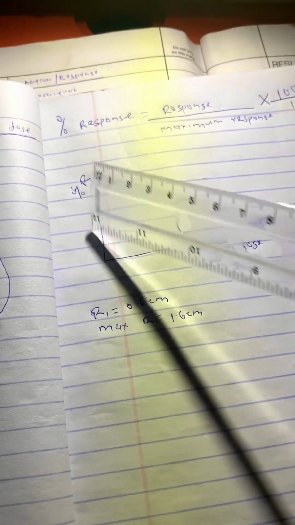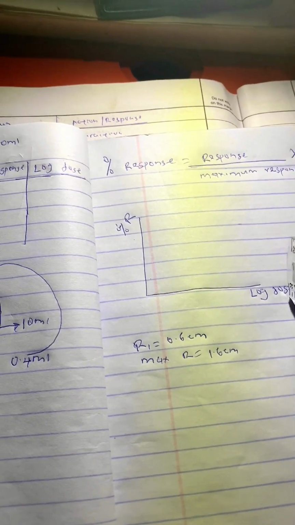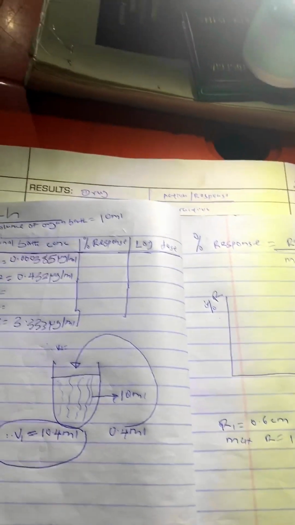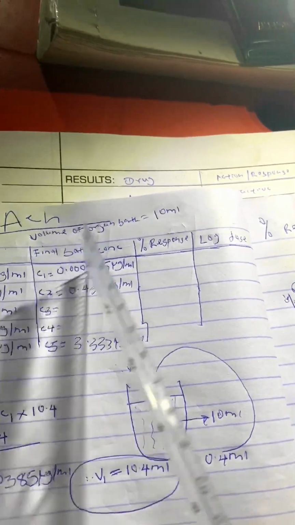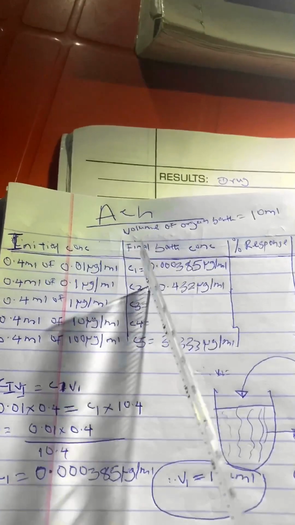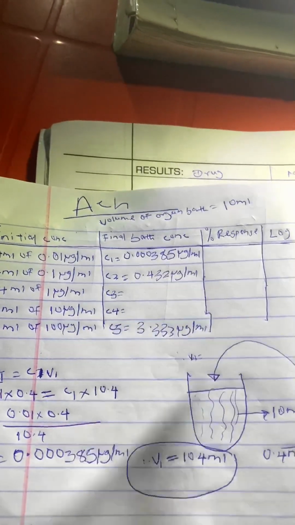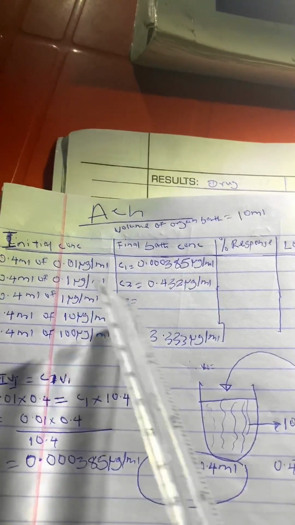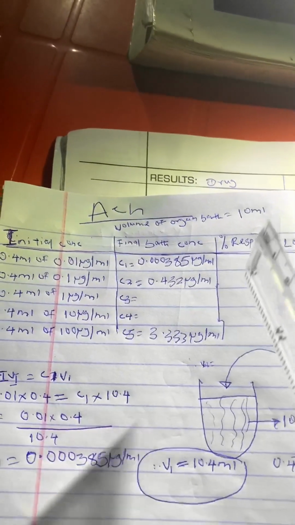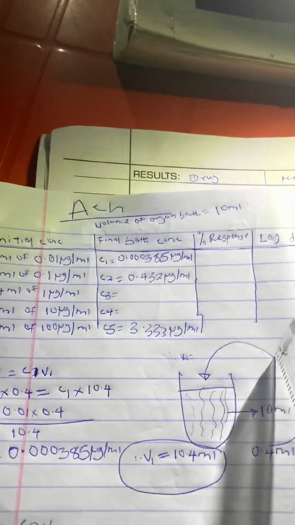That is all, and this is how the graph looks like. You plot your percentage response against your log dose for acetylcholine. So how do I get the log of those? It is very simple. You look for it from this final bath concentration. All you need to do is place this value on your calculator, then you have this. For C2, do the same: place this value on your calculator, and you have this. For C3, what you got here, just put on your calculator, down to 6.5, and you have your log dose.